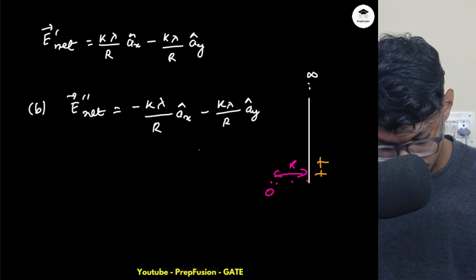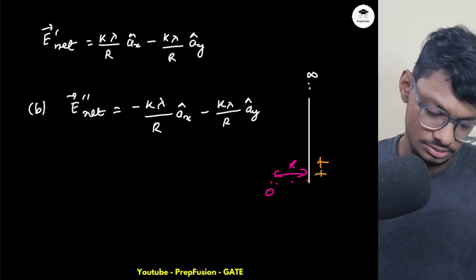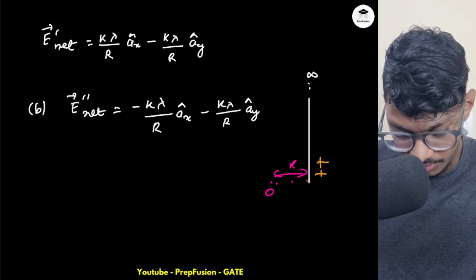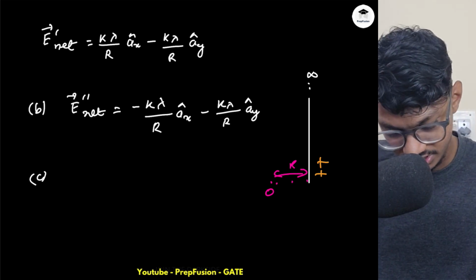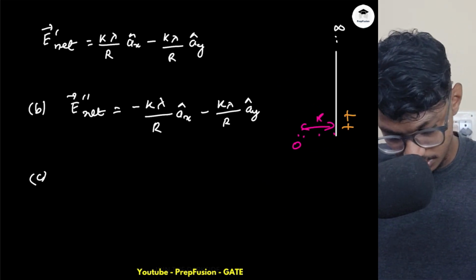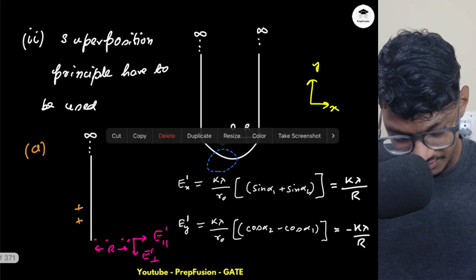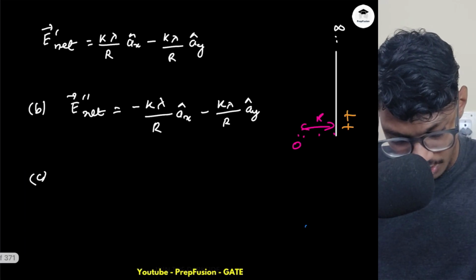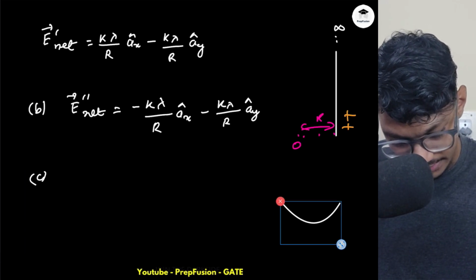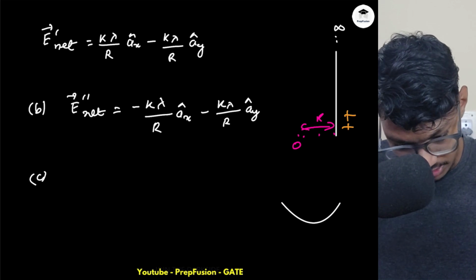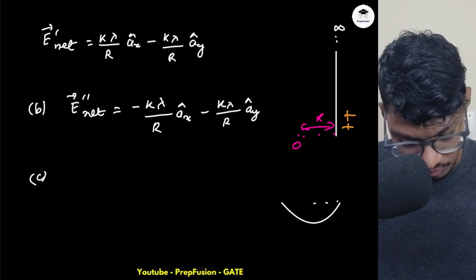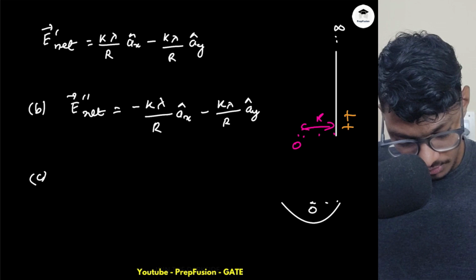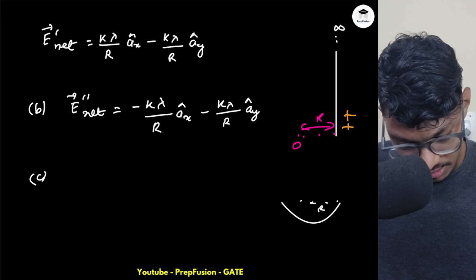Now what about the third part? This is very much the same. Due to this circular arc, previously it was in the minus ay cap direction, now it will be in the plus ay cap direction. Interestingly, you will observe that everything will get cancelled and the electric field will be 0, although this is not the geometric mean, but still the electric field will be 0.